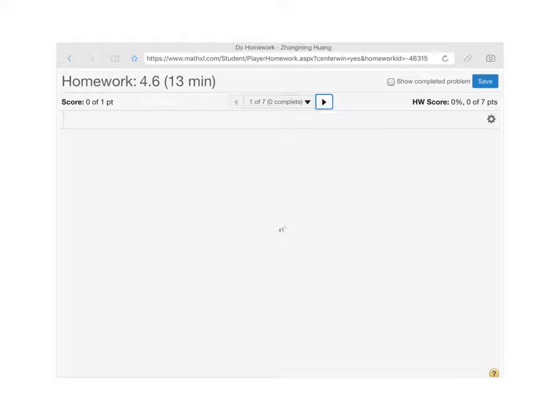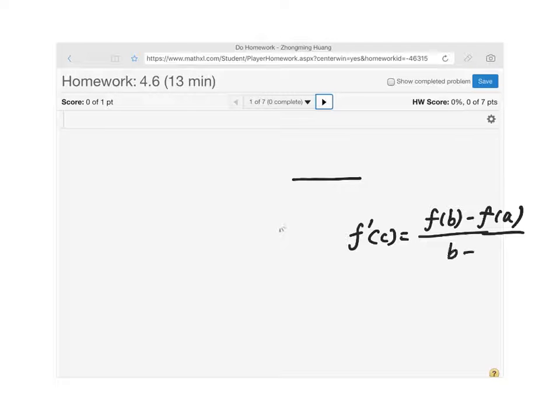Now we are going to use the mean value theorem for this one. What is the mean value theorem? The mean value theorem says f prime of c is equal to f of b minus f of a divided by b minus a, where b and a are the endpoints of an interval, and f is a continuous and smooth function in this interval.